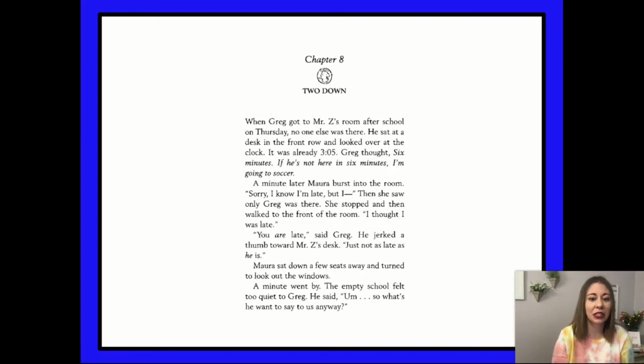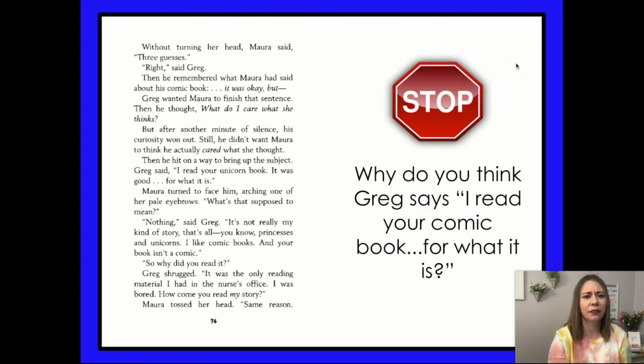Mara sat down a few seats away and turned to look out the windows. A minute went by. The empty school felt too quiet to Greg. He said, so what's he want to say to us anyway? Without turning her head, Mara said, 3 guesses. Right, said Greg. Then he remembered what Mara had said about his comic book. It was okay, but... Greg wanted Mara to finish that sentence. Then he thought, what do I care what she thinks? But after another minute of silence, his curiosity won out. Still, he didn't want Mara to think he actually cared what she thought. Then he hit on a way to bring up the subject.